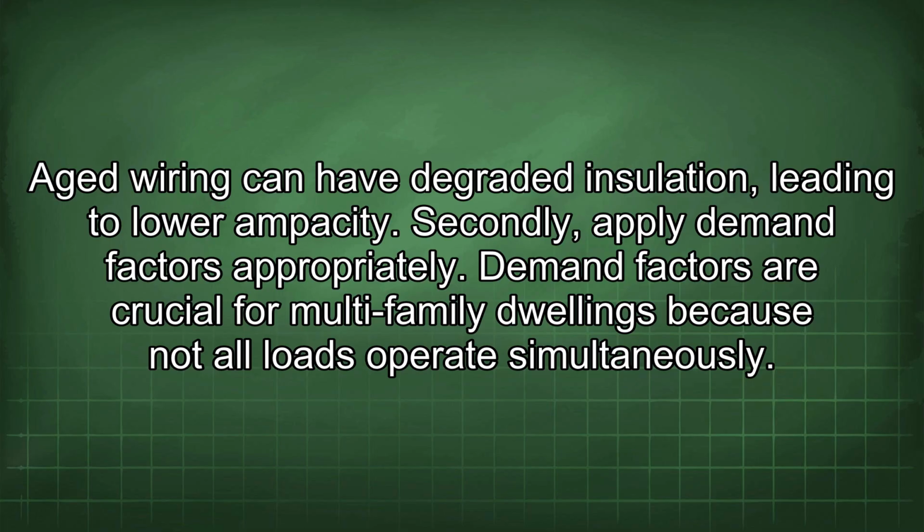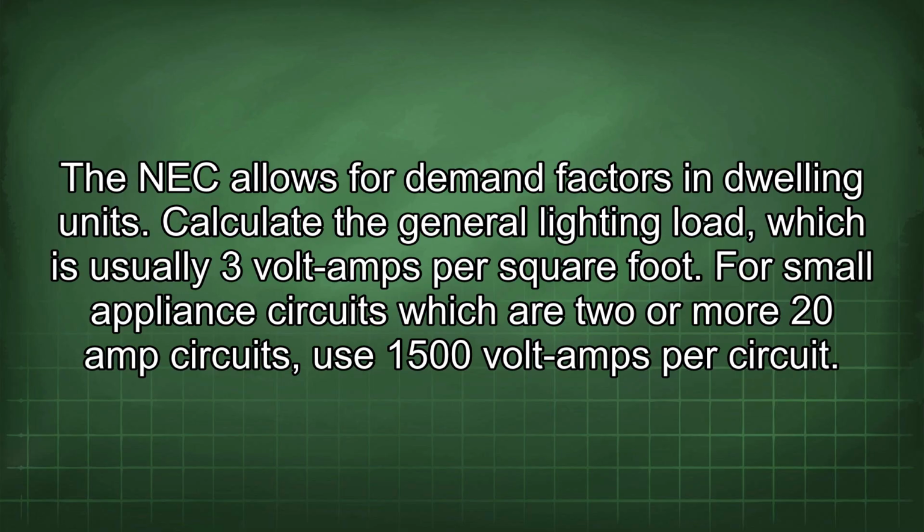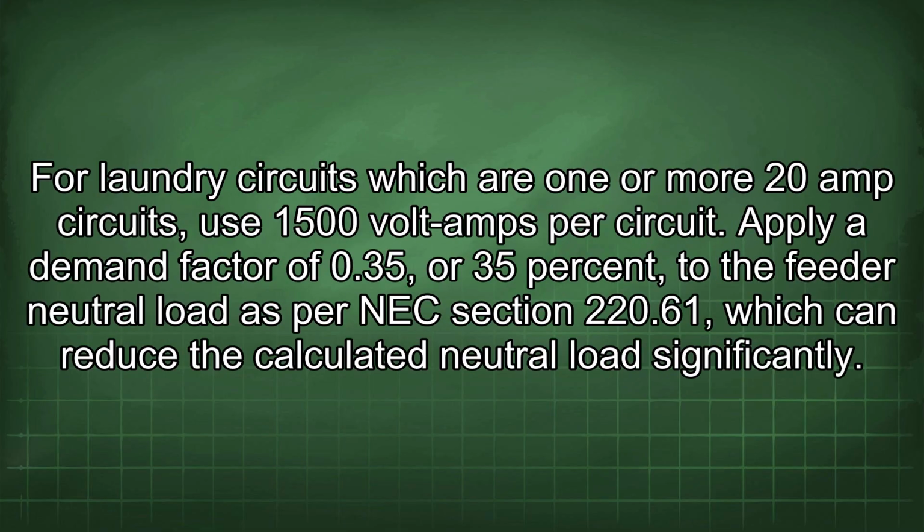Secondly, apply demand factors appropriately. Demand factors are crucial for multi-family dwellings because not all loads operate simultaneously. The NEC allows for demand factors in dwelling units. Calculate the general lighting load, which is usually 3 volt amps per square foot. For small appliance circuits, which are 2 or more 20 amp circuits, use 1500 volt amps per circuit. For laundry circuits, which are 1 or more 20 amp circuits, use 1500 volt amps per circuit.